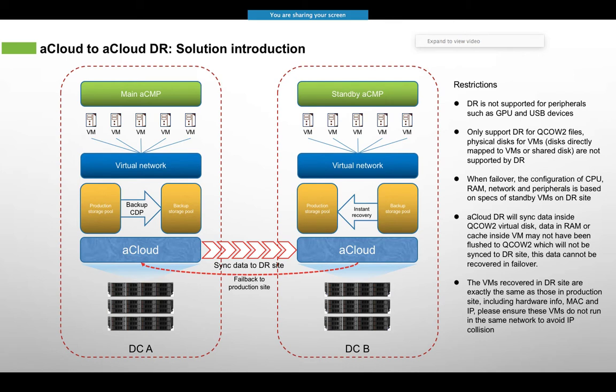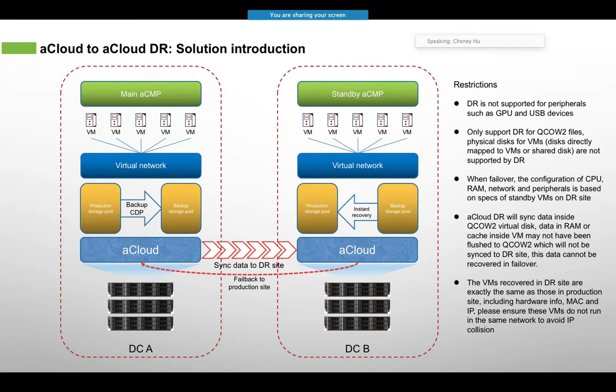There are some restrictions on the aCloud to aCloud DR that I'd like to let you know. The very first one is that our disaster recovery solution currently is not supported for peripherals such as GPU and USB devices. That means if your production side, the primary cluster, has a GPU or a USB device attached to the cluster, then when it's failed over, you will lose those peripherals. I think this scenario is not that common.